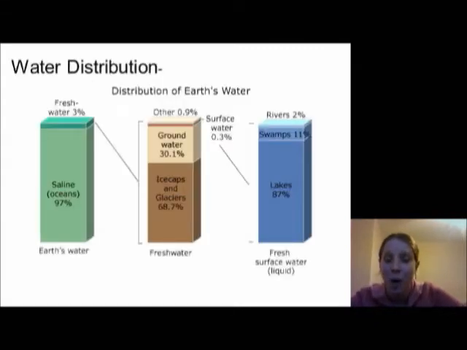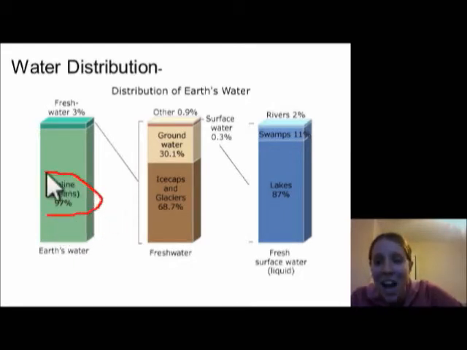So this is a graph that is really important. It contains a lot of information for us about how water is distributed on planet Earth. So let's take a look at this first column of the graph. And what I see looking at this first column is that the vast majority of Earth's water is saline, or salt water that's in the oceans.